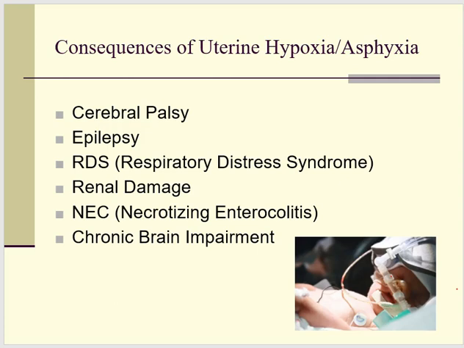Consequences of uterine hypoxia and asphyxia can be severe. It can lead to cerebral palsy. Remember, uterine hypoxia and asphyxia can happen at any point in the pregnancy, not just labor itself, but in the second and third trimesters. It can also lead to decreased oxygen to the brain, which is going to cause problems like potential epilepsy, and can cause chronic brain impairment.